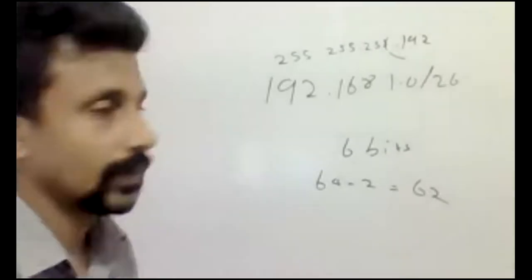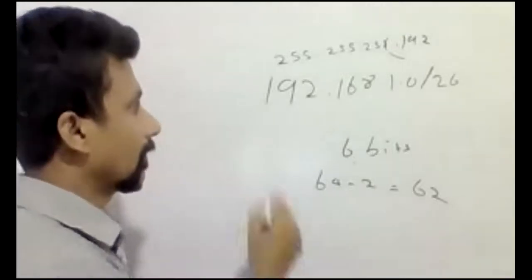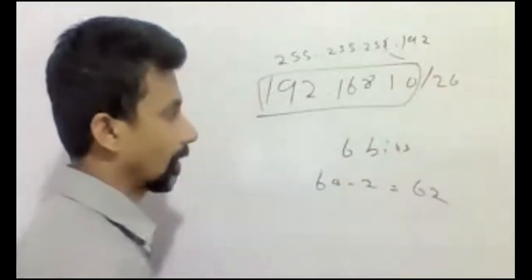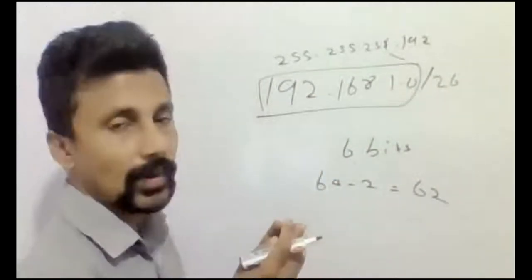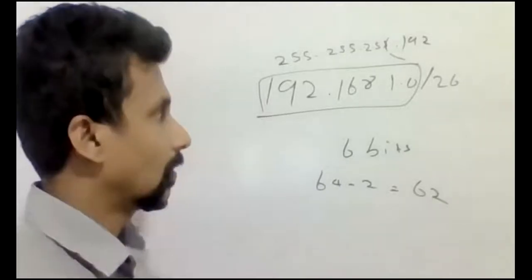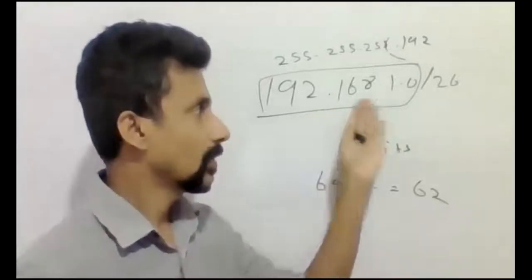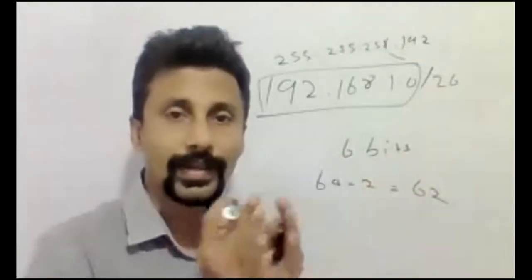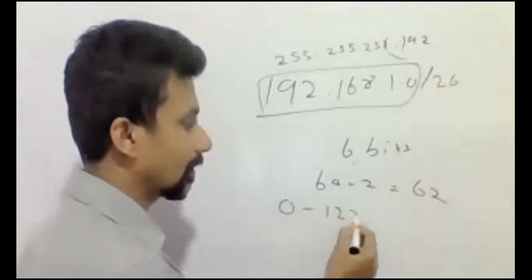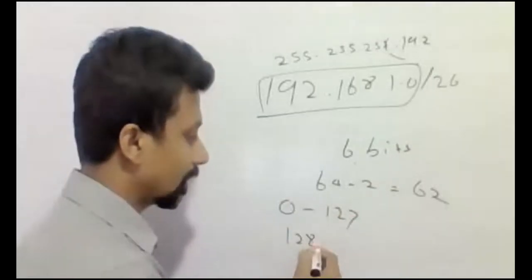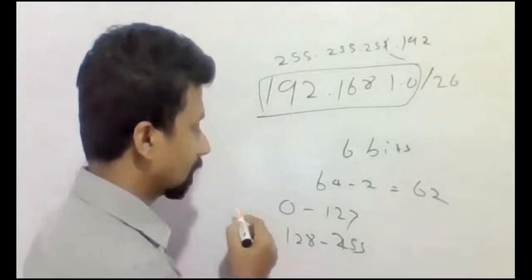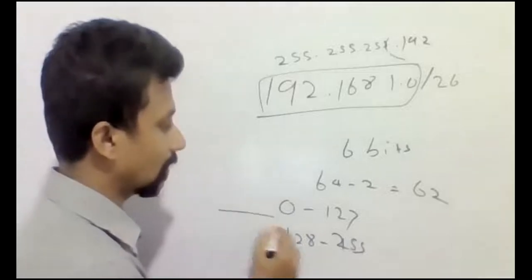So first address is this one. The other one you are going up to 127, and 128. The next one starts from 128 because according to this, you are taking one bit, and when you take one bit you can create two subnets. The first subnet is 0 to 127, the second subnet is 128 to 255. So the first network address is 192.168.1.0.